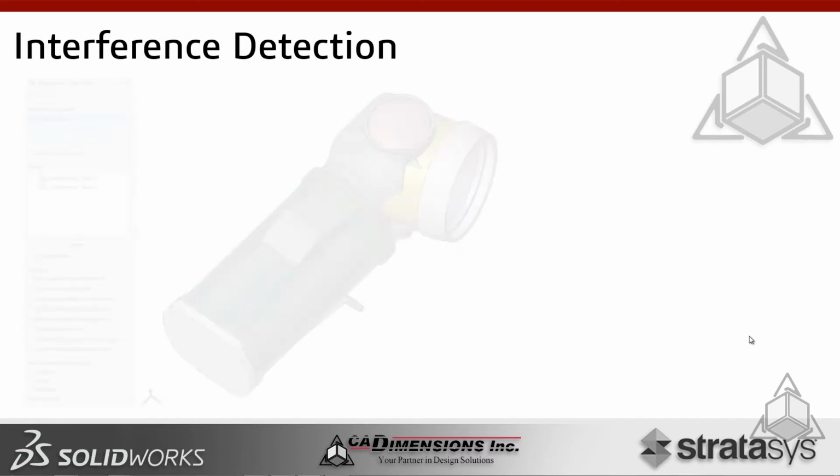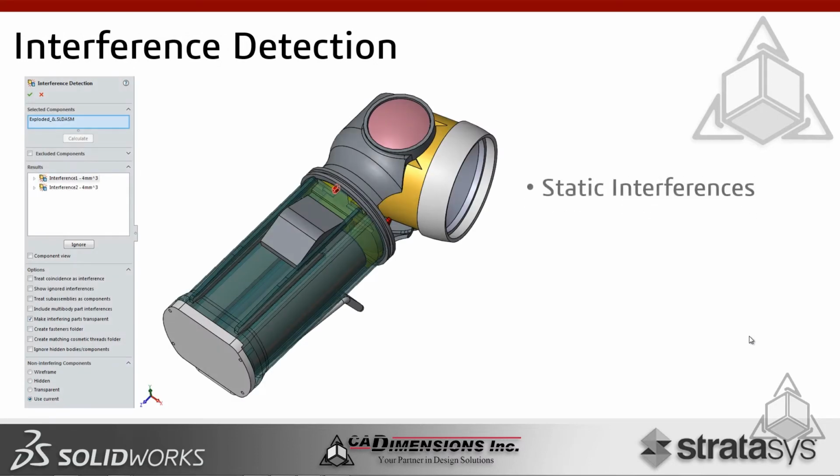Interference detection. Interference detection is a way to determine your static interferences. Like with collision detection, I called that dynamic interferences or anything that's physically moving. Interference detection is just going to be parts that actually have static interferences. So you made them together and something's a little bit too big. Now let's talk about some of the other options.